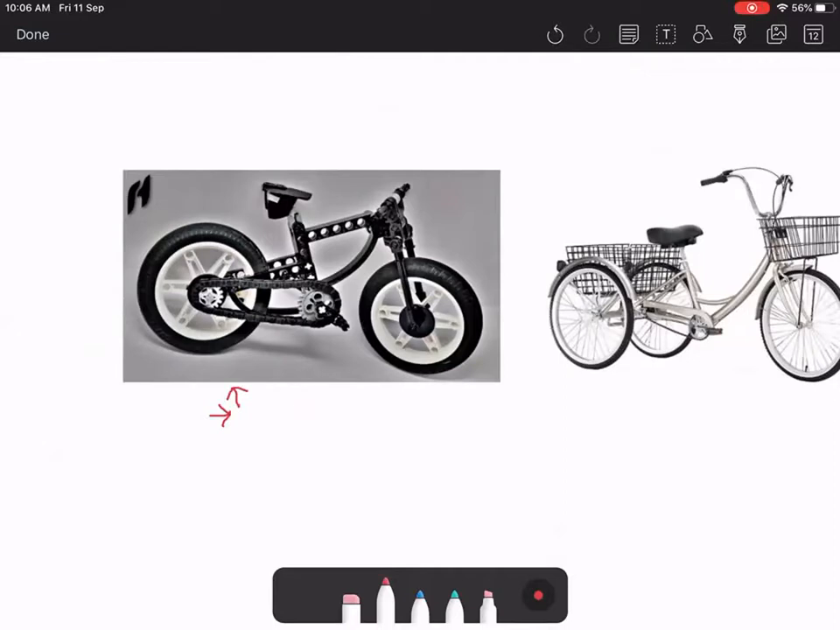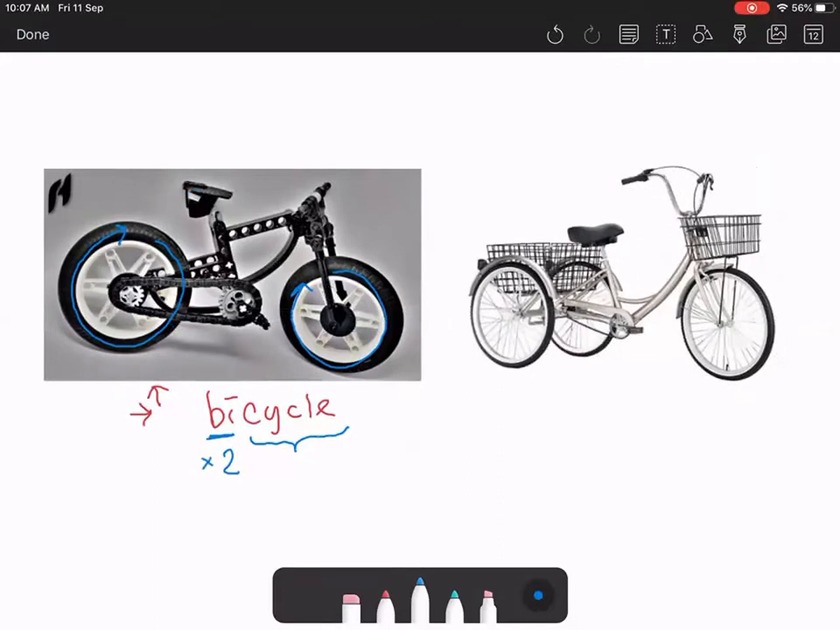Bicycle. Exactly. Thank you. Actually, I can split this word into 2 parts. Bicycle. Cycle means something turning around, repeating and repeating. So here are 2 tires turning around, so we call it bicycle. Bi means two.